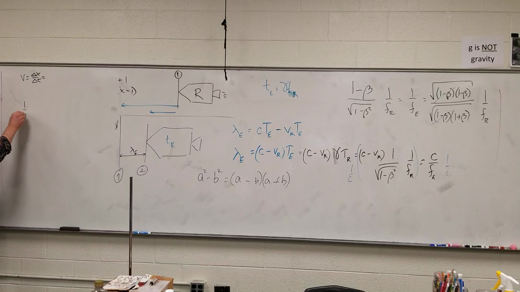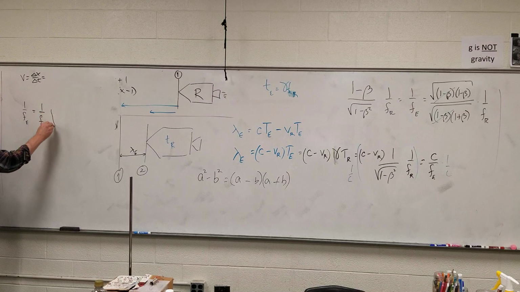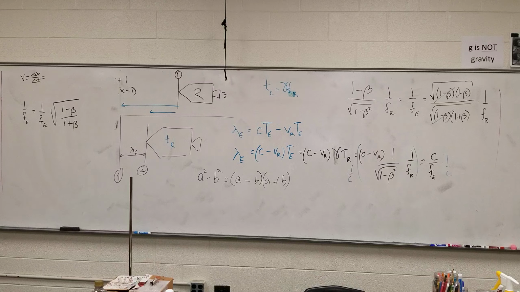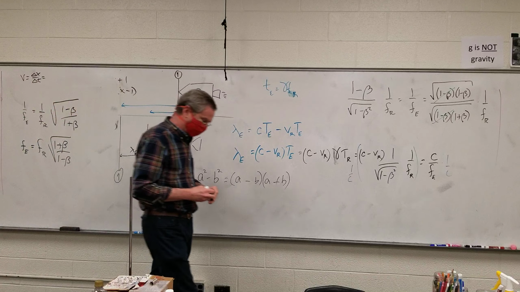So 1 over the frequency from the Earth's point of view is 1 over the frequency from the rocket's point of view times the square root of 1 minus beta over 1 plus beta. Or, more traditionally, they take the reciprocal of it and you get the frequency from the Earth's point of view. The frequency of the receiver is equal to the frequency of the sender times the square root of 1 plus beta over 1 minus beta. And that's the equation that I gave you the other day.